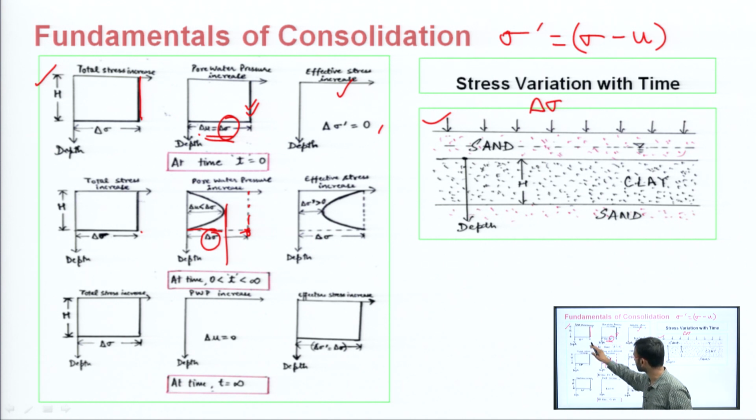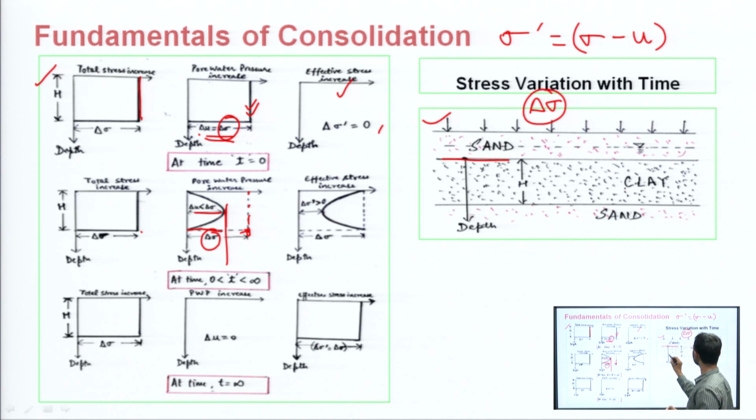In all these three stages, the total stress is remaining the same. This top load delta sigma is remaining the same at each and every point of time, but the pore water pressure is reducing. So when the pore water is moving out, delta U, which was initially delta sigma, reduces to a somewhat lesser value, less than delta sigma, and this pore water, whatever has been reduced, will now be turning into what? Effective stress. So see here, this layer here and this layer here.